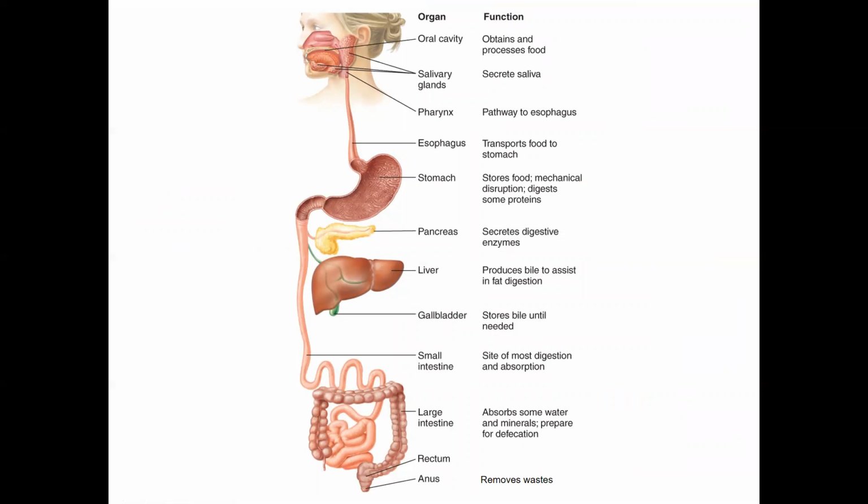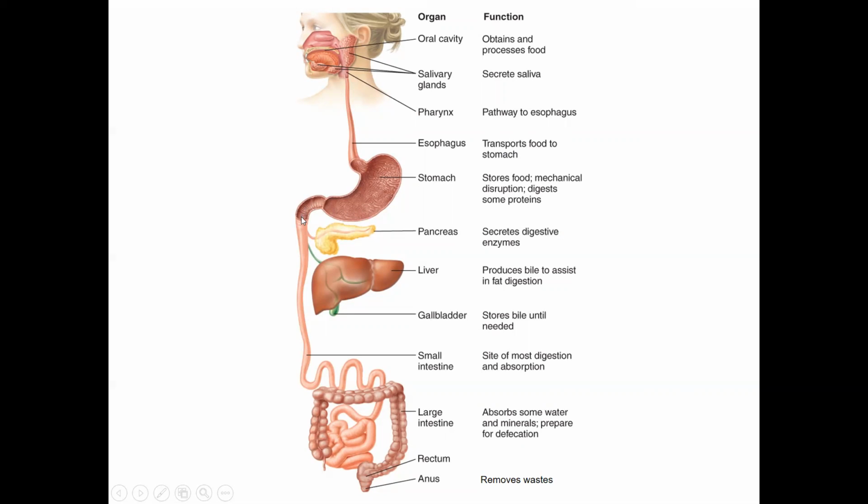So here they show you the basic functions. For example, the mouth is to obtain and process food. The salivary glands secrete the saliva, which contains salivary amylase. The pharynx is the pathway to the esophagus. The esophagus transports or delivers food to the stomach by peristalsis. Then the stomach stores food, does mechanical disruption, which means mechanical digestion, and also chemical digestion by the enzyme to digest some of the proteins.